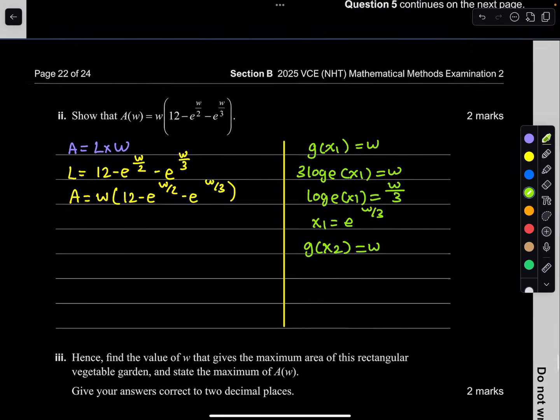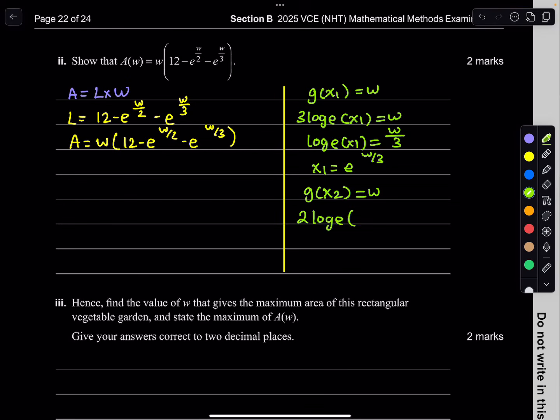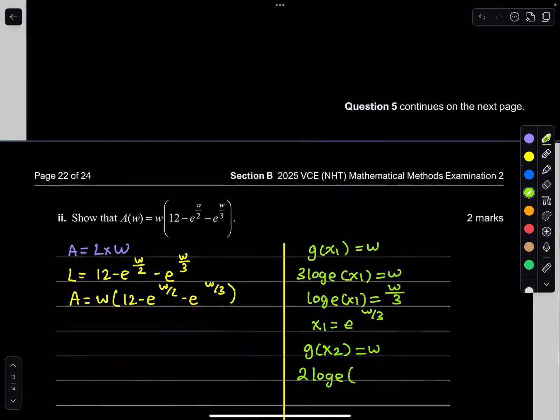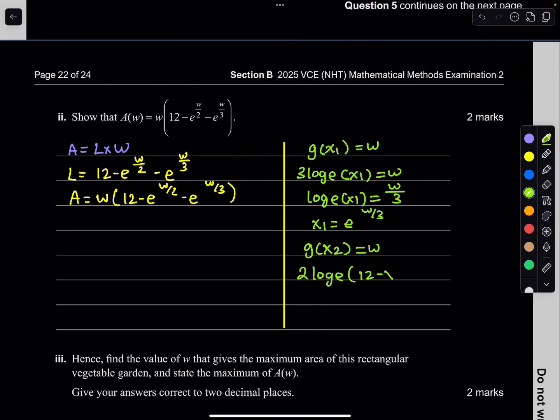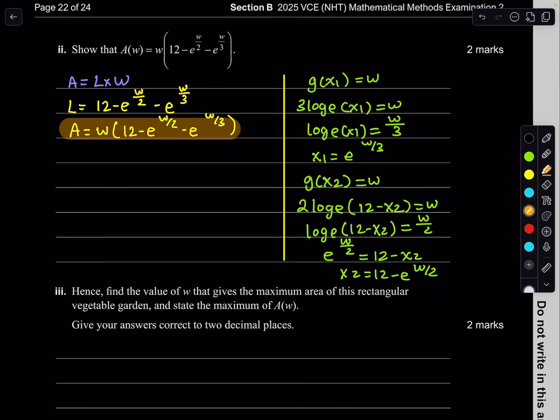w, which is 2 log e, what is it? 2 log e (12 minus x2) equals w, which you can say log e of (12 minus x2) is w over 2, so e^(w/2) equals 12 minus x2, and so x2 is equal to 12 minus e^(w/2), and so that's how we get basically all that stuff. And yeah, it's not too bad, so it's really simple for 2 marks there.